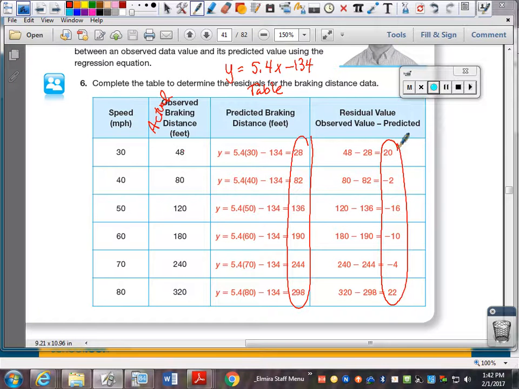These are called residuals. Basically what they mean is how far away the actual data is from the line of best fit, the linear regression equation. Sometimes they're positive, sometimes they're negative. They're positive when the actual data is above the prediction, and they're negative when the actual data is lower.